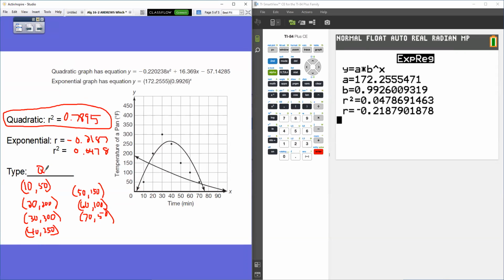So this is quadratic. And that's what you're going to have to do for all of them. Just make sure that you do your points correctly. Don't accidentally skip over one. You have to type them in exactly how they are.